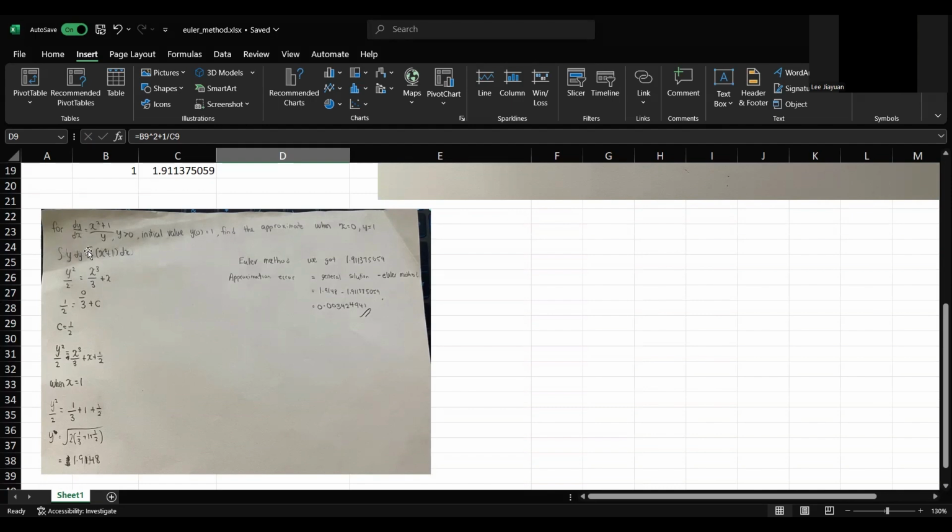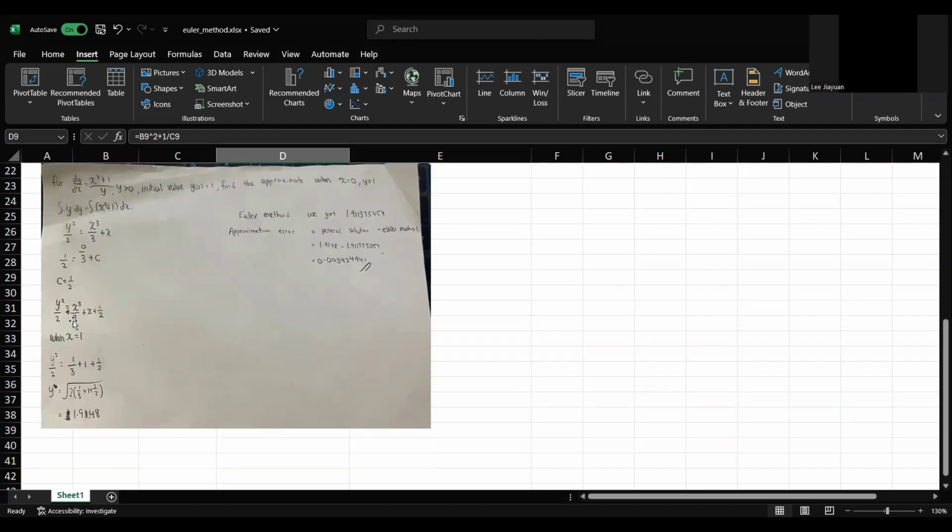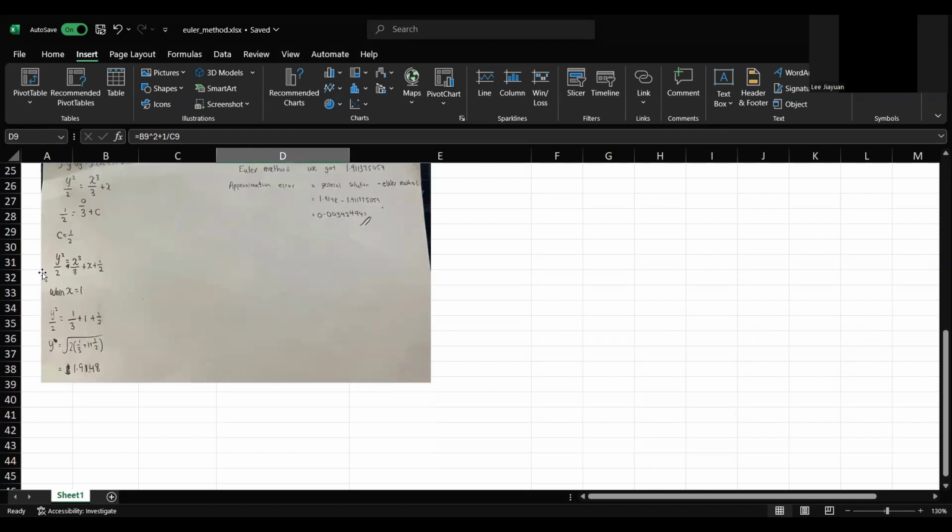By multiplying y to each side, multiplying y to dy and dx to x squared plus 1, we can integrate them to find c. To find c, we substitute our initial value, when x is equal to 0 and y is equal to 1. From that, we can get c is a half. To find our new y when x is equal to 1, we substitute x back into the formula. From that, we can get our answer, which is y equal to 1.9148.